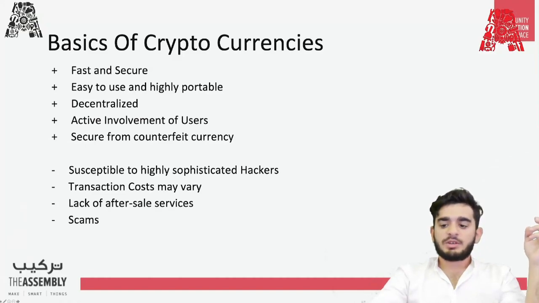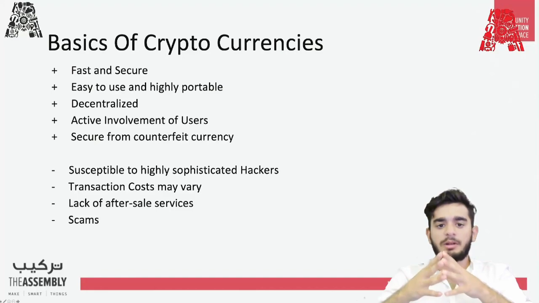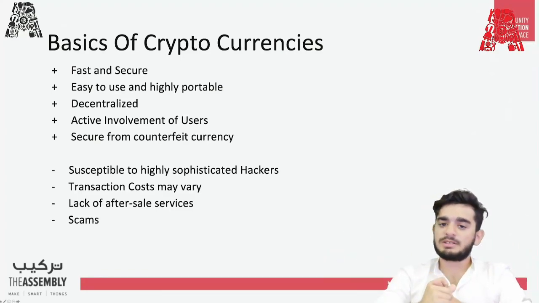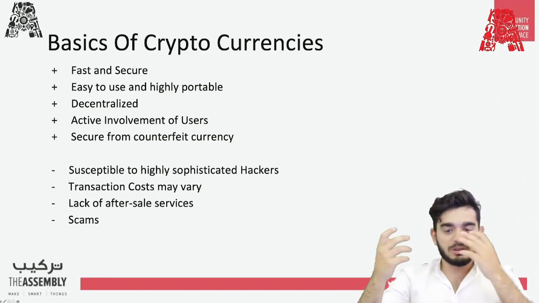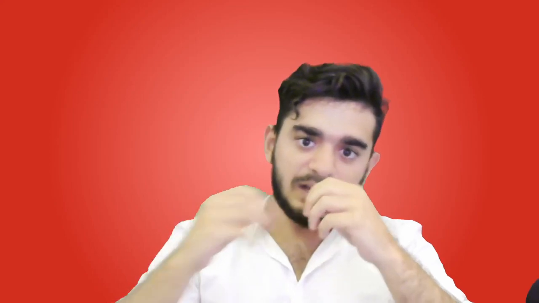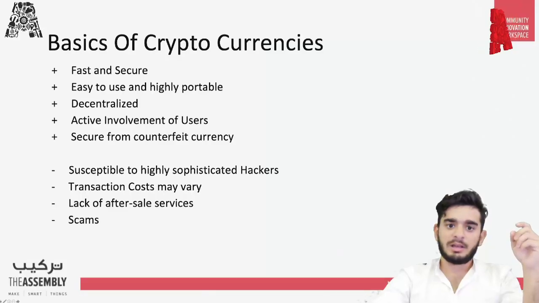All right, so basics of cryptocurrencies. What are the benefits of using these digital currencies and what are the downsides? Starting with the advantages, cryptocurrencies are fast and secure. This means that when transactions are made, they are done in a fast and secure manner. For instance, if a transaction is made, the only parties that are able to access the data that's being sent between them are the two parties in this transaction.